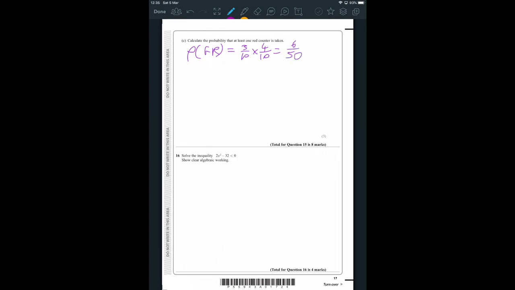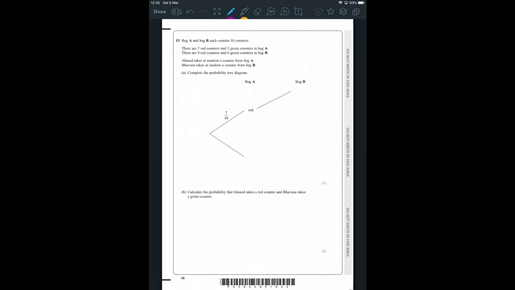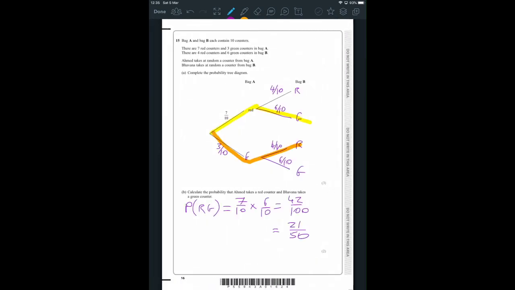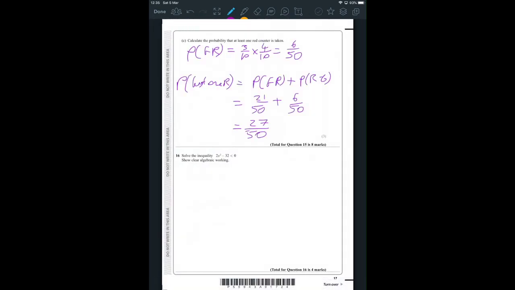I simplified to over 50 so that we can add them more easily. So probability of at least one red, well, it's either green red or red green. When we say or in probability, we add the probabilities. So that's 21 over 50 plus the 6 over 50 just calculated. So that's a probability of 27 out of 50. Again, worth checking, does that seem reasonable? The bags were kind of symmetric. One had more red, one had more green. So having a probability around a half doesn't seem ridiculous.